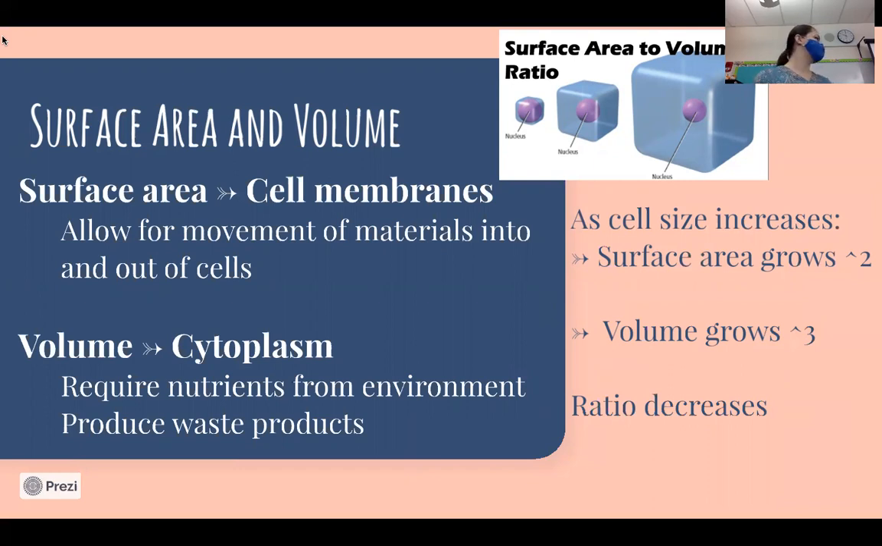The rest of the cell, everything inside of that, is what's causing transport to be necessary. So nutrients are constantly being used up. So we need to constantly draw in more nutrients so that the volume of the cell, the cytoplasm, has what it needs. This volume, the cytoplasm, is what is producing the waste products that then have to get out.